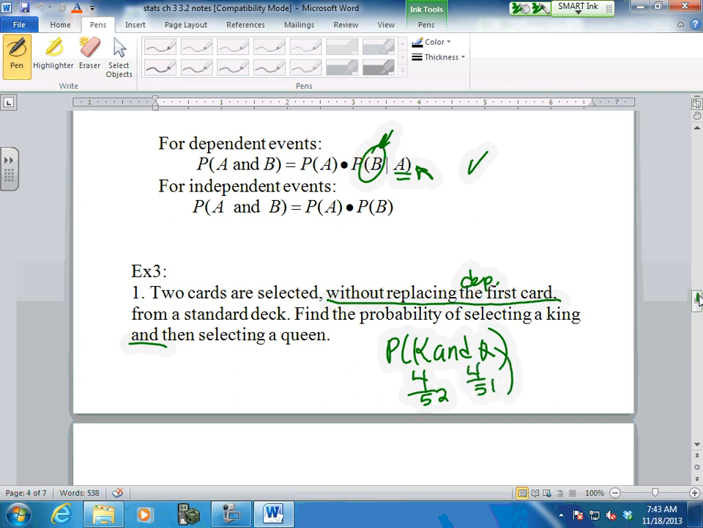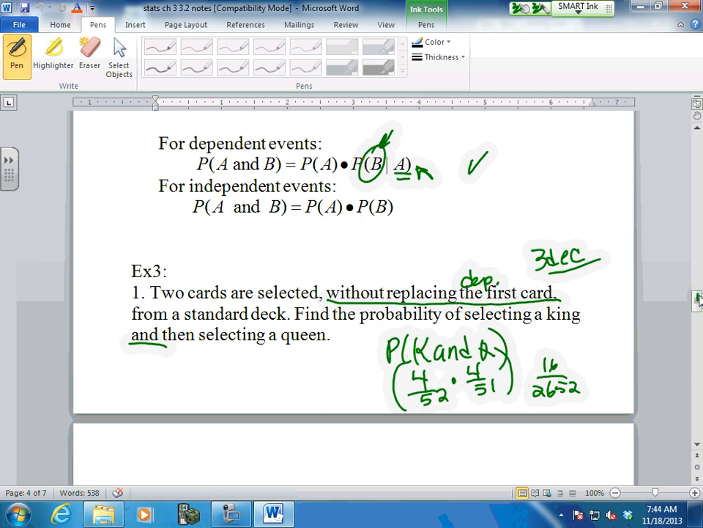Now your multiplication rule says just multiply them. When you multiply the tops, and you multiply the bottoms, that would be 16 over 2,652. Don't forget to multiply across, top and bottom, numerator, denominator. You can actually just do it in your calculator. You can break this down to a decimal. If you're going to do a decimal, give me 3 decimal places.